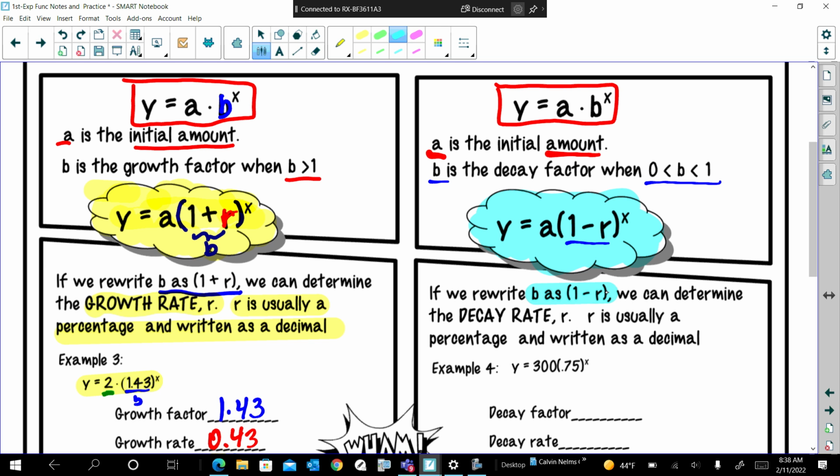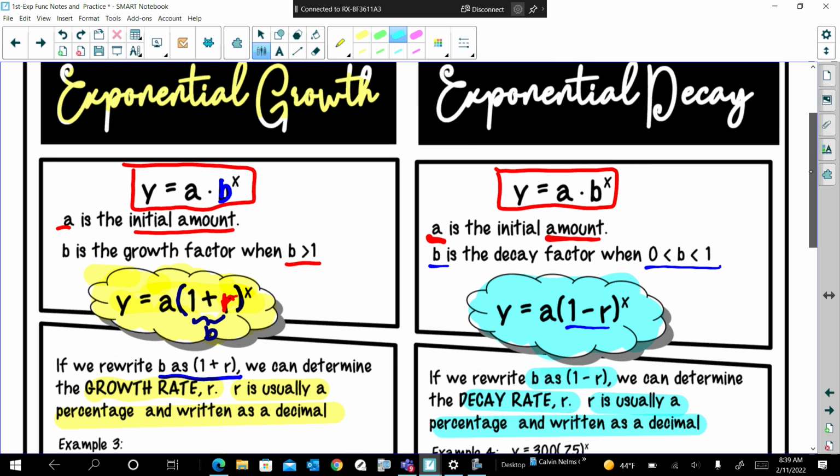When it's subtraction, r is your decay rate. R doesn't really change. It's usually a percentage, and it's always written as a decimal. You just got to pay attention to what's inside the parentheses. If I see a value less than 1, then I should automatically know I'm dealing with a decay. When I see values greater than 1, then it's a growth. This is my decay.